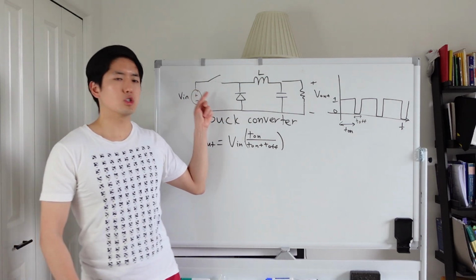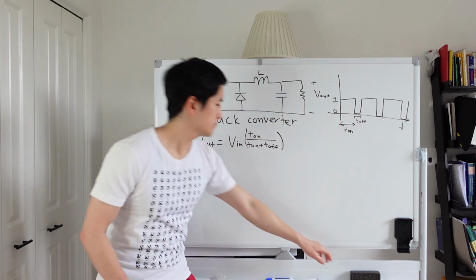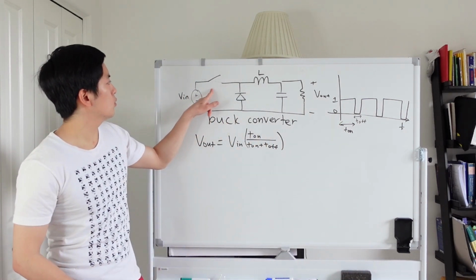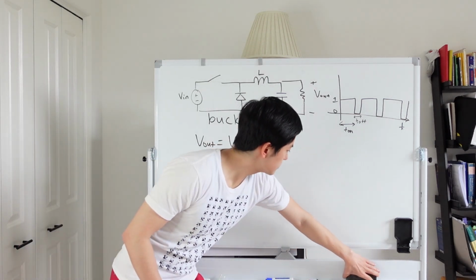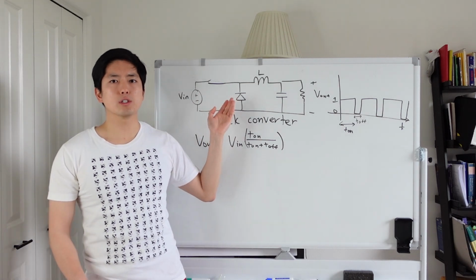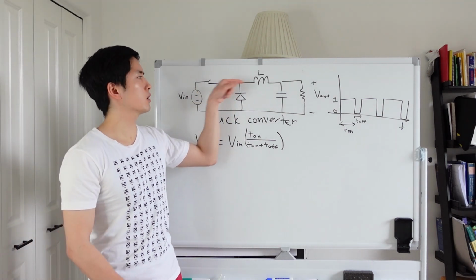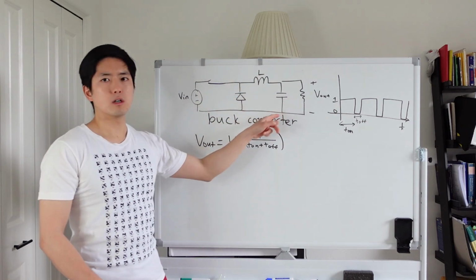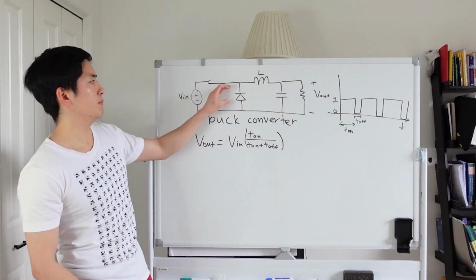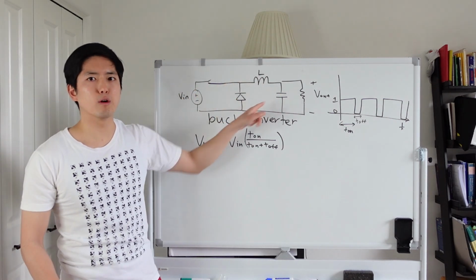Let's say the switch is on. Okay, so this is during T on. This switch will be closed. So what happens when the switch is closed? This means that the source will be supplying current through this inductor and the rest of the circuit. And because there's a diode here, there's a switch, that will be open. And so this is the loop that we're focused on.